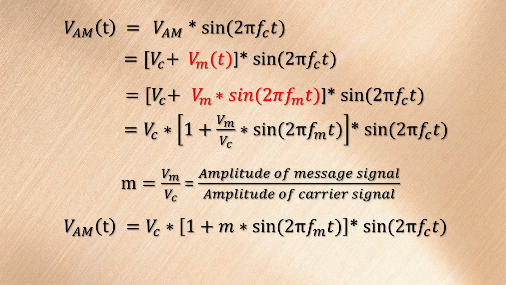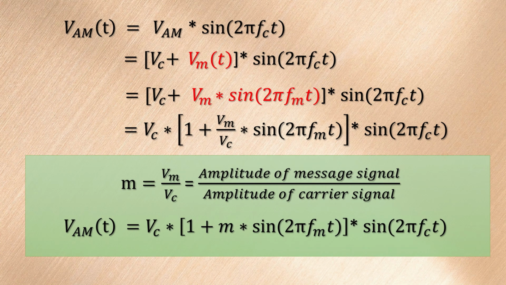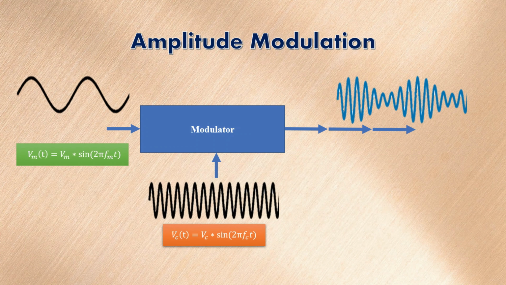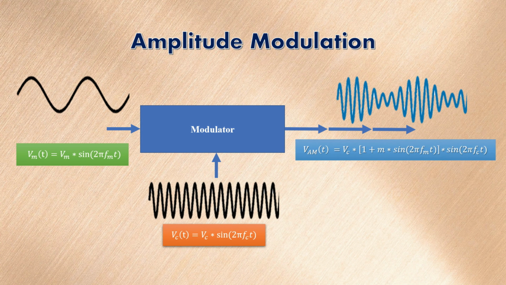Here, m is the modulation index, which is the ratio of the amplitude of the message signal and the amplitude of the carrier signal. These two equations are used as the mathematical equations for the amplitude modulated signal. So the mathematical equation for the amplitude modulated signal can be written as Vam of t is equal to Vc into 1 plus m into sine 2 pi Fm t into sine 2 pi Fc t.